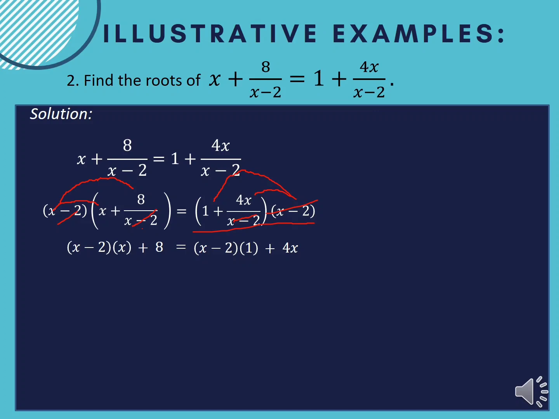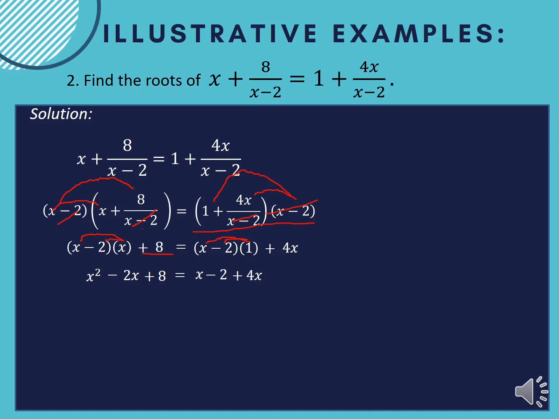Now, let us simplify. (x - 2) times x, a monomial and a binomial, so let us use the distributive property. x times x, x squared. x times negative 2, we have negative 2x. And then, copy the constant, positive 8, is equal to, again, we have a monomial and a binomial, so let us apply the distributive property. x times 1, we have x. And then, x times negative 2, we have negative 2, plus 4x.